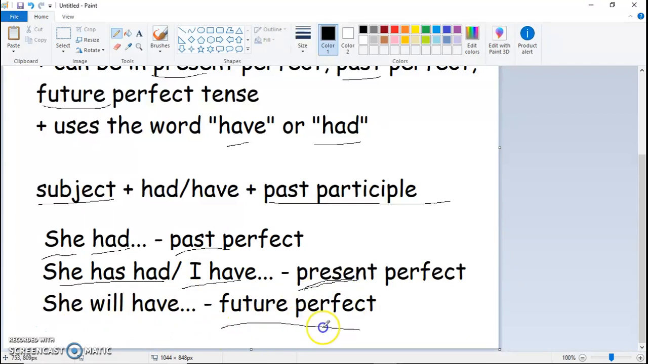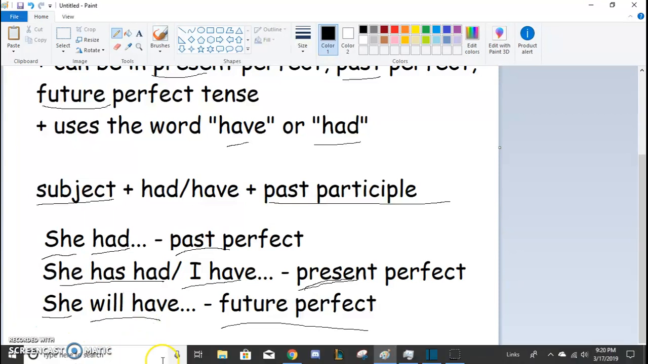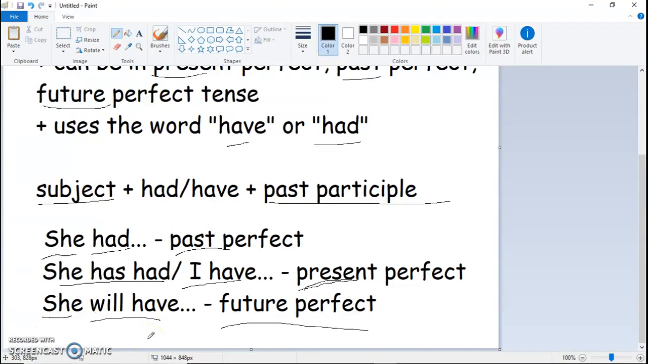And lastly, we have the future perfect tense, for which we have to use the subject followed by the words will have to indicate that it will happen, but not right now.